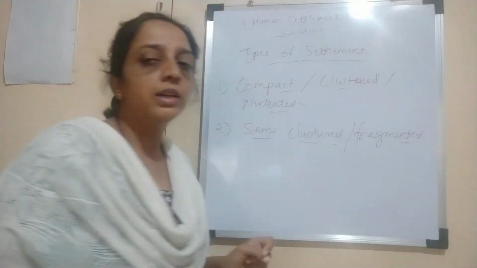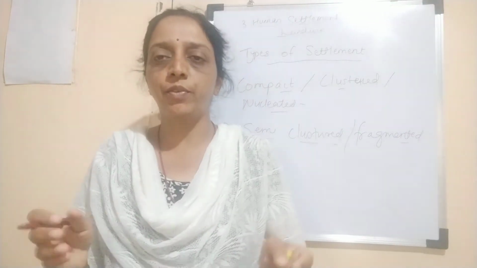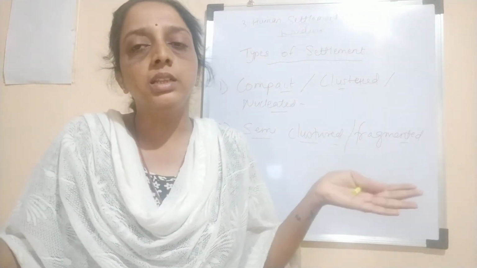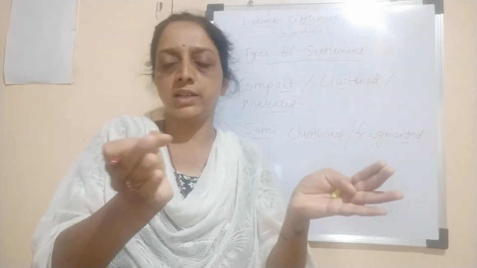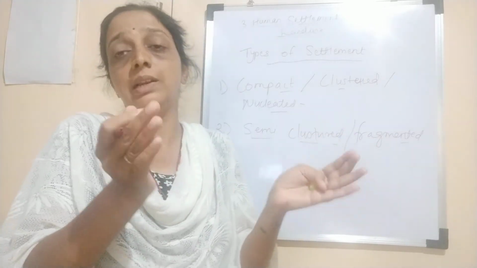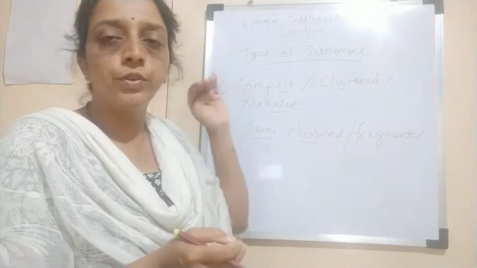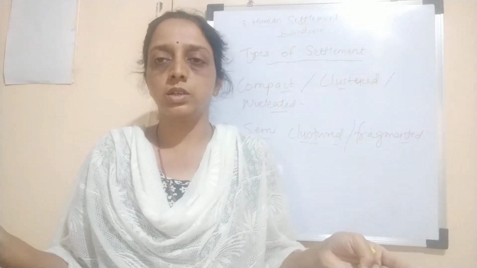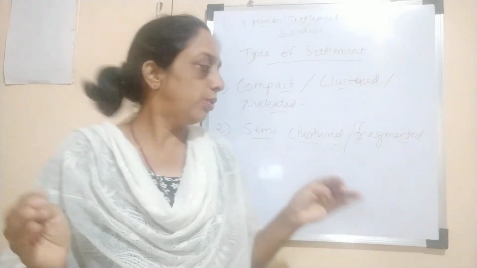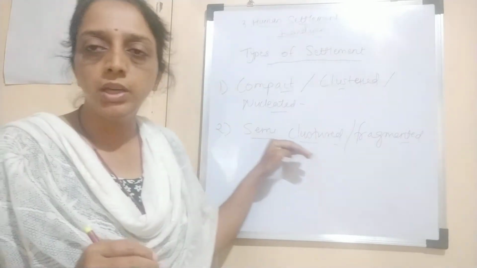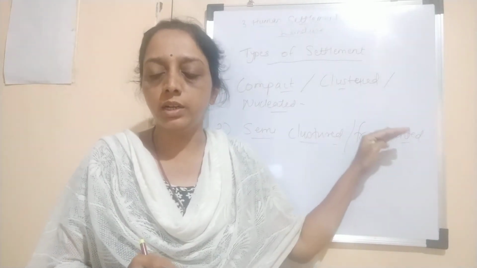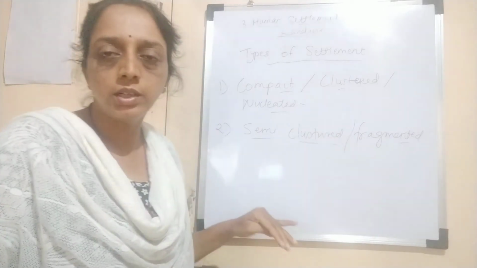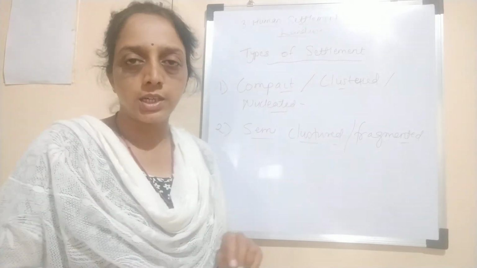Now fragmented, the name itself gives you the idea of fragments. These settlements are compact, but this compactness is less compared to the first type, and they are a little bit dispersed but not much. So this type is called semi-clustered or fragmented settlement. The third type is dispersed settlement.